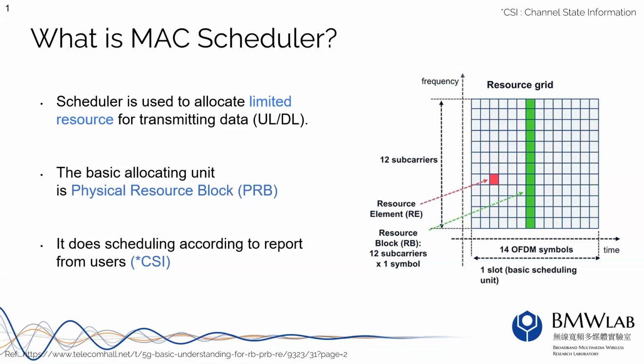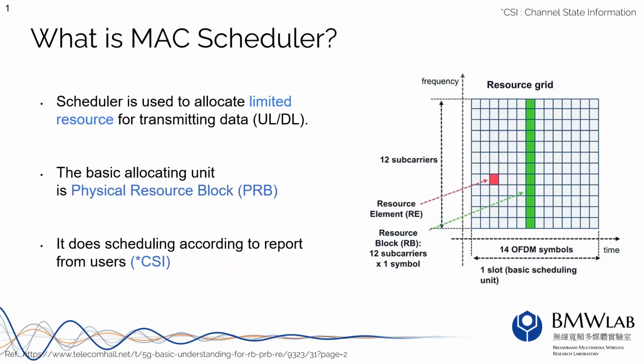The green block means the resource block, and the resource block engages 12 subcarriers in the spectrum, or in the frequency domain. So we know that the scheduler is used to allocate resources, and this resource is called a physical resource block, which engages 12 subcarriers in the frequency domain.